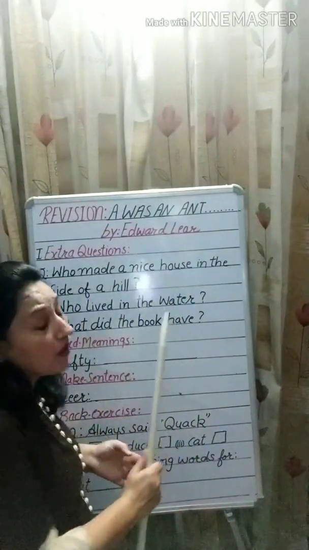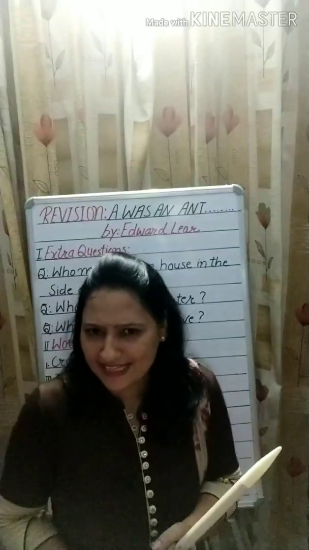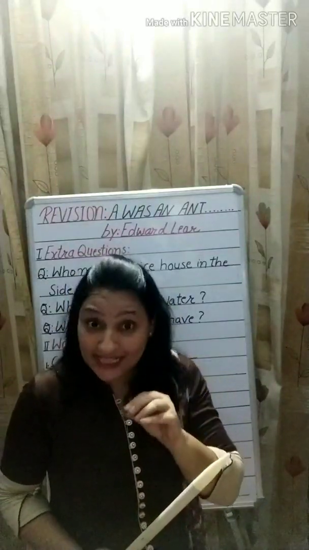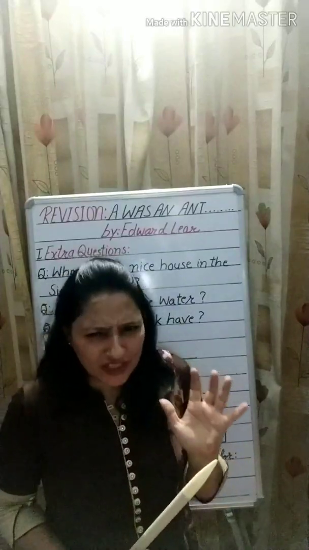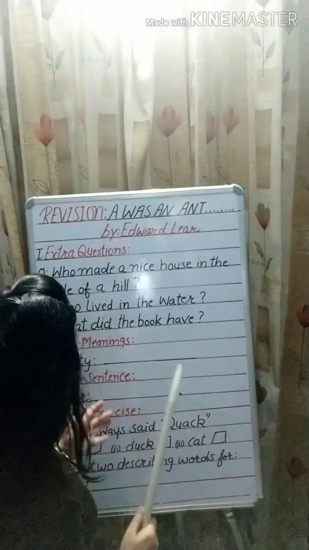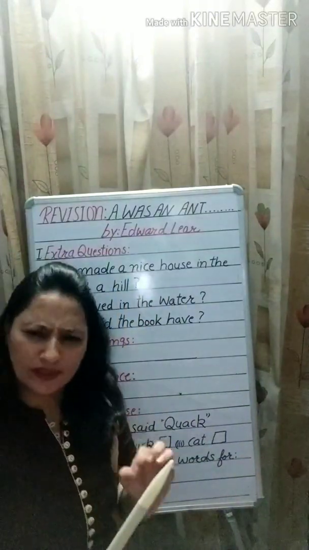Now next is, what did the book have? So English letter B, that is book, had pictures and stories for everyone. Now let us come to the next part, that is word meaning.